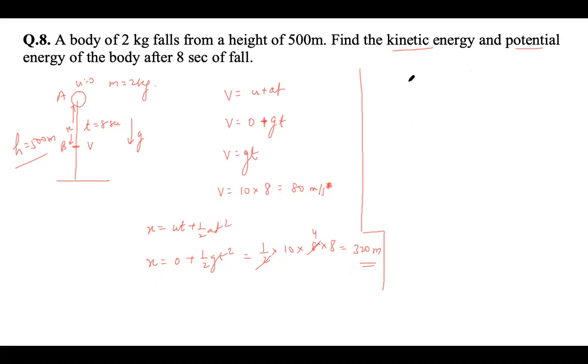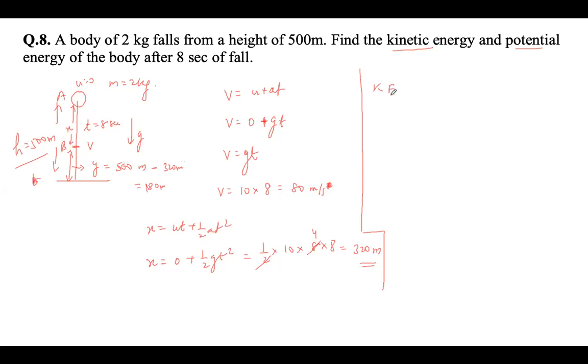So once we have got this distance 320 meter, the distance from the ground at this point, let's say this is represented by y. Y will be equal to 500 meter. Why? Because this is the total height, 500 meter, minus of 320 meter. So this will be equal to 180 meter. Okay.